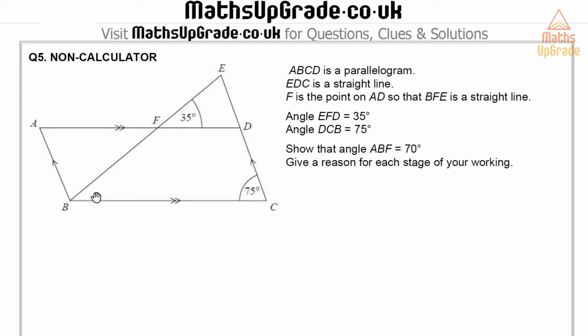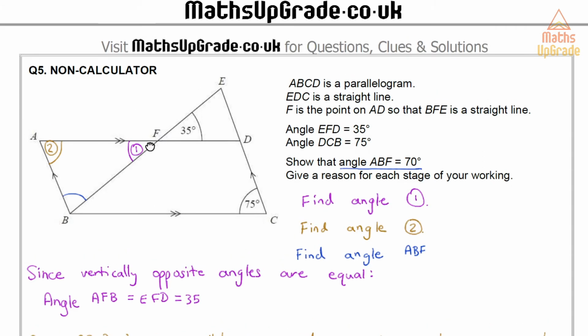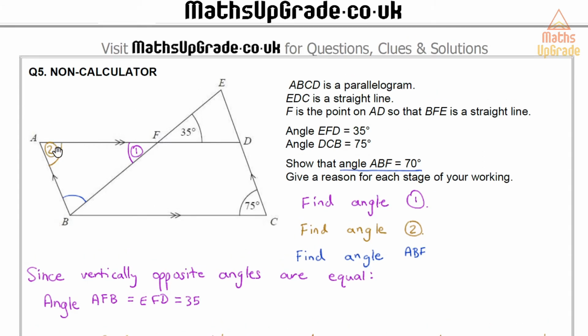Okay, so what I'm going to do first of all is find this angle here, angle 1, as I'm labeling it here. I'm going to find angle 1. Then I'm going to find angle 2, and then I'm going to find this third angle in that triangle.